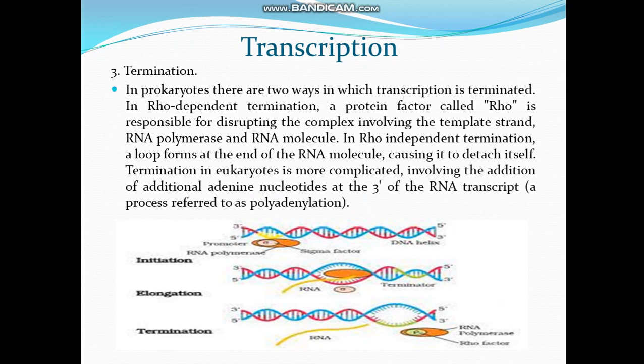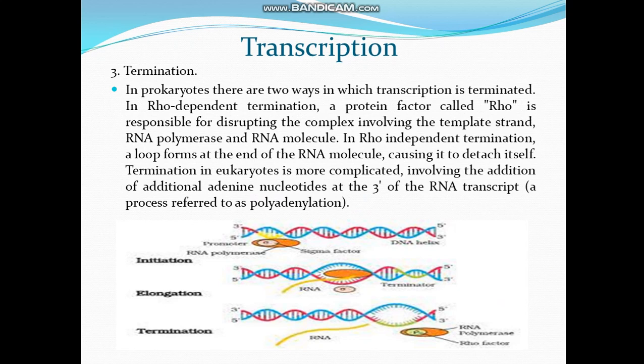The next step is the termination. In prokaryotes, there are two ways in which transcription is terminated. In Rho-dependent termination, a protein factor called Rho is responsible for disrupting the complex involving the template strand, RNA polymerase, and RNA molecule. In Rho-independent termination, a loop forms at the end of the RNA molecule, causing it to detach itself.